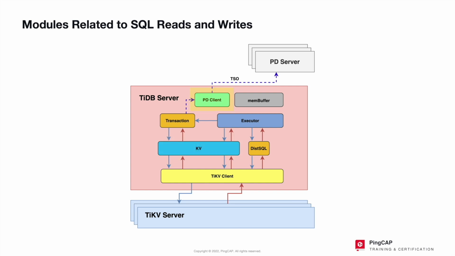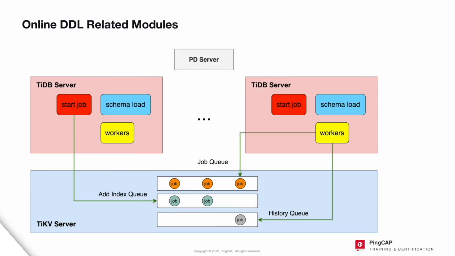Finally, we have the PD client module. You can find it in the upper right-hand side of the TiDB server. It is a module in the TiDB server that handles communication with the PD cluster.